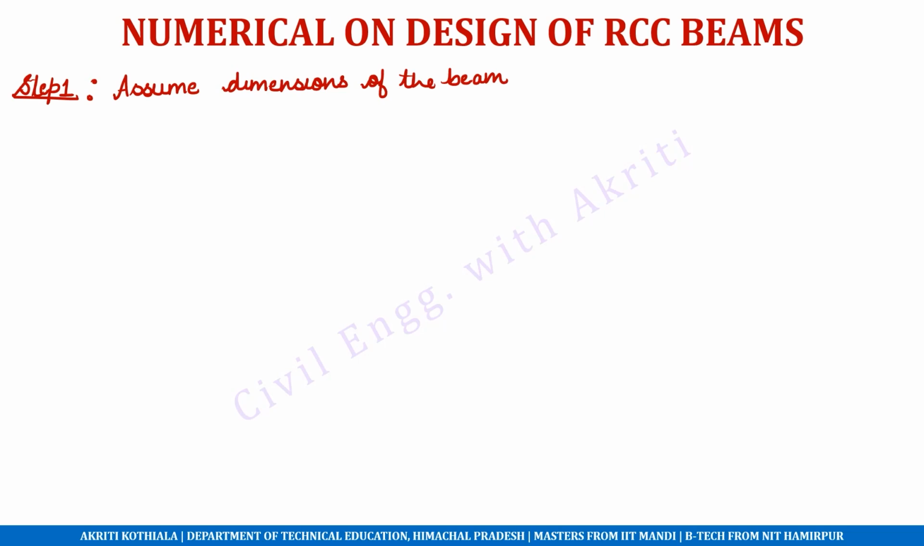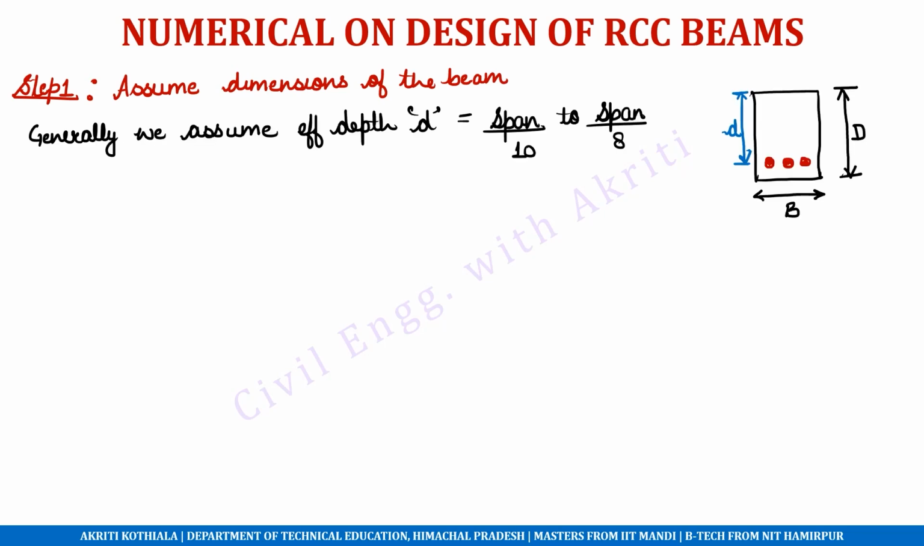Now we'll be assuming the dimensions of the beam in step 1. So for the dimensions of the beam, we have the overall depth denoted by capital D, the width of the beam that is denoted by capital B, and the effective depth, that is till the center of the tension reinforcement from the top face of the beam. So this is denoted by small d. Generally, we assume this effective depth small d between span upon 10 to span upon 8. If we are provided with a clear span, we use clear span for this, and if we've been provided the effective span in the question, we use the effective span for this calculation.